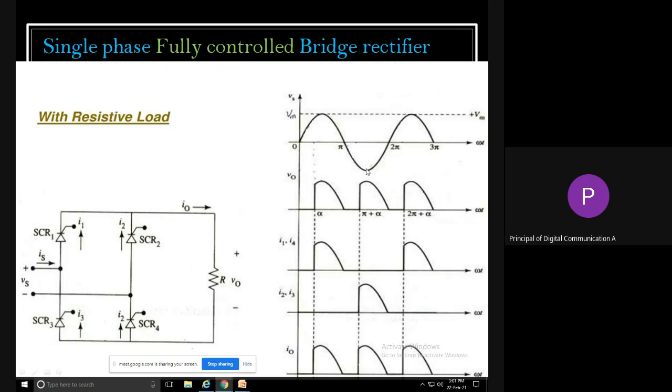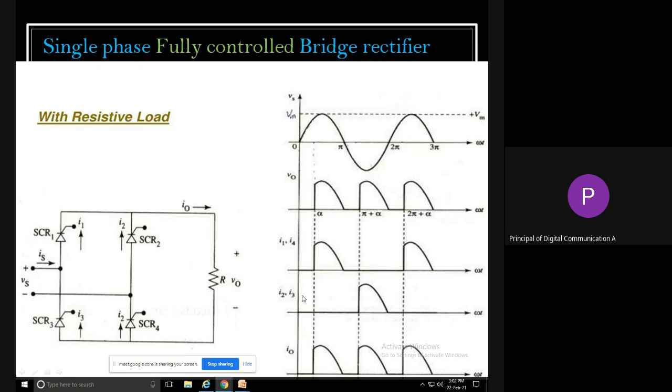Now the negative half cycle is going to start, and at that time, with this terminal negative and this one positive, SCR1 becomes reverse biased, and SCR4 also becomes reverse biased. So this is now negative and this is positive. So SCR2 and SCR3 become forward biased, and to them we give the current pulse, that is I2 and I3.